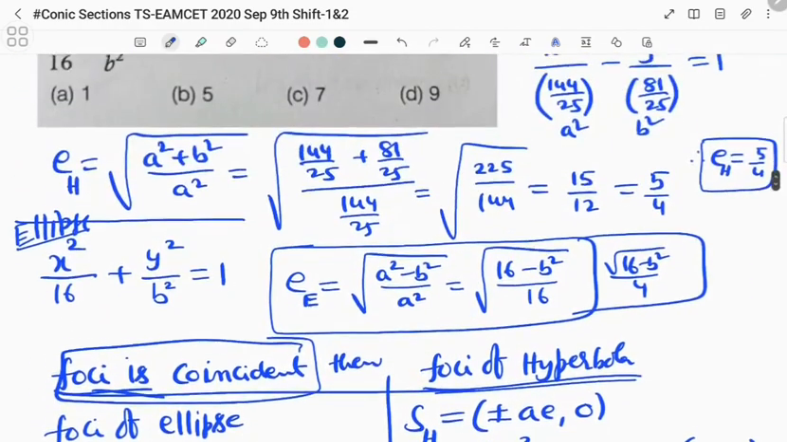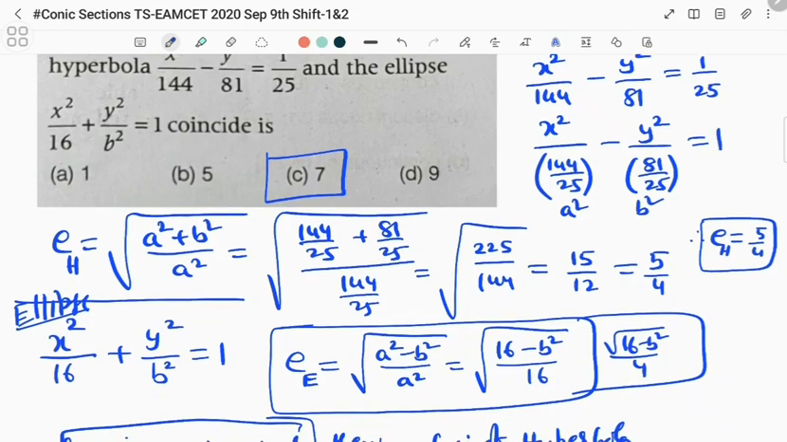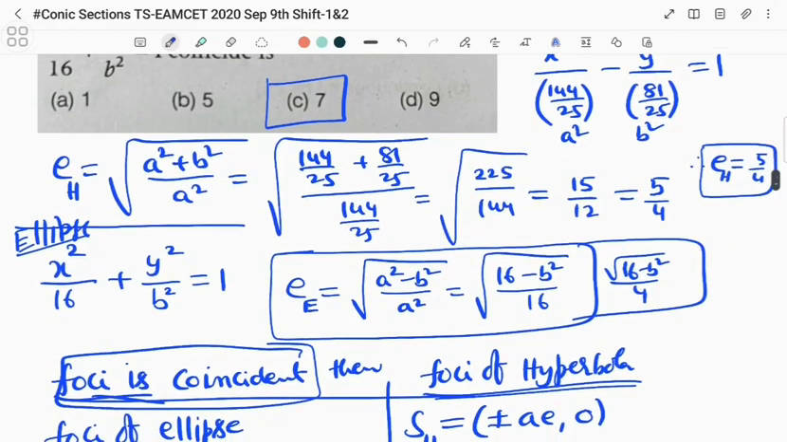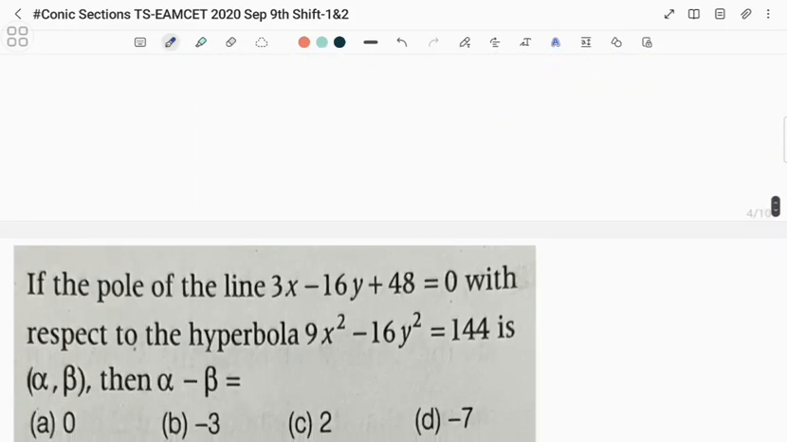Why? Because we have the answer. Previously we got minus 9. Minus 9 is not there, 9 is here. So I hope everyone understands. We will move on to another question.